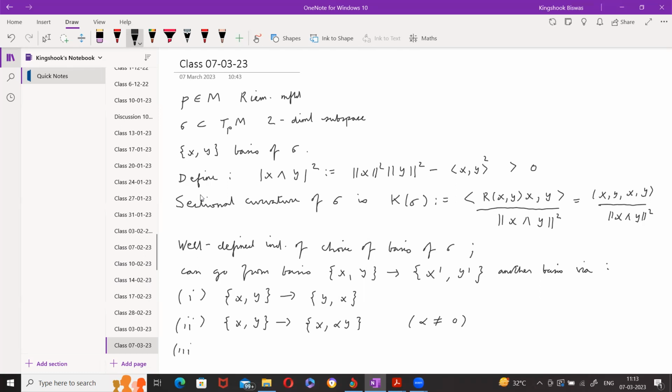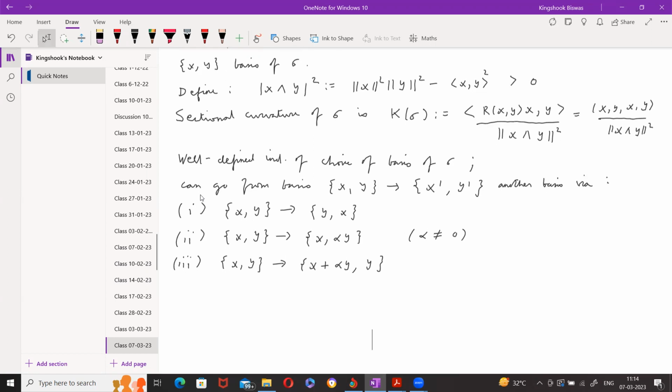And then the last operation is x, y goes to x plus alpha y, comma y, right? Okay. So we can get from any basis to any other basis via these elementary operations, right? And the last one you can also check does not change the curvature tensor. Okay. I mean, this expression for the sectional curvature is unchanged under this last operation. Okay.